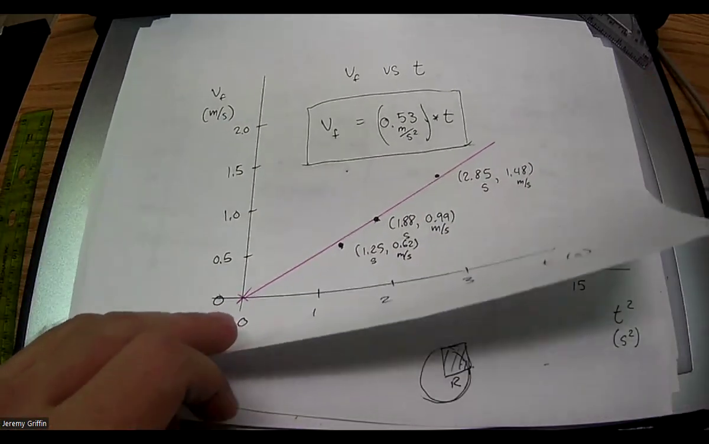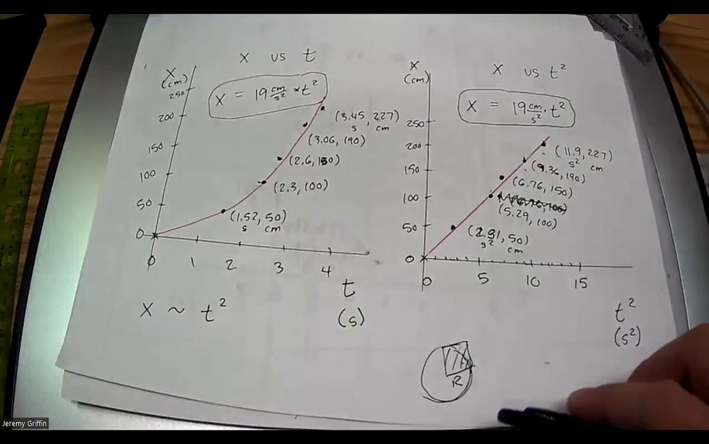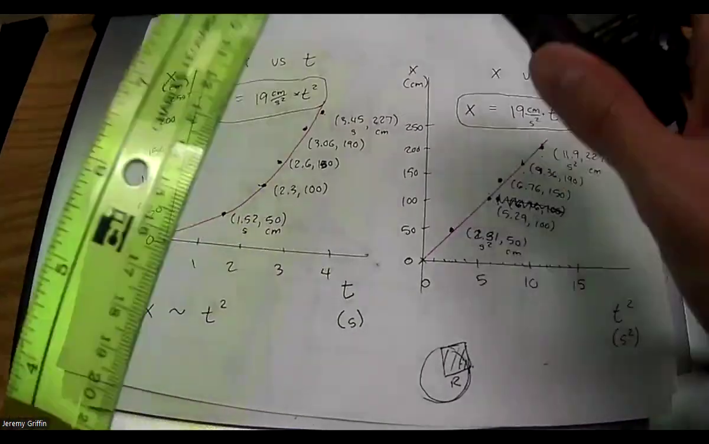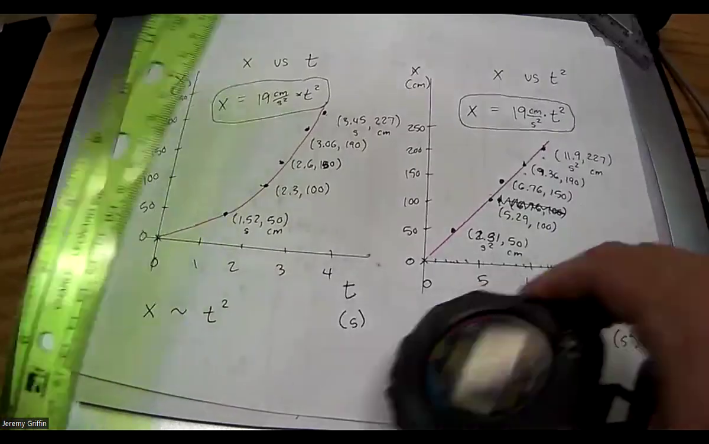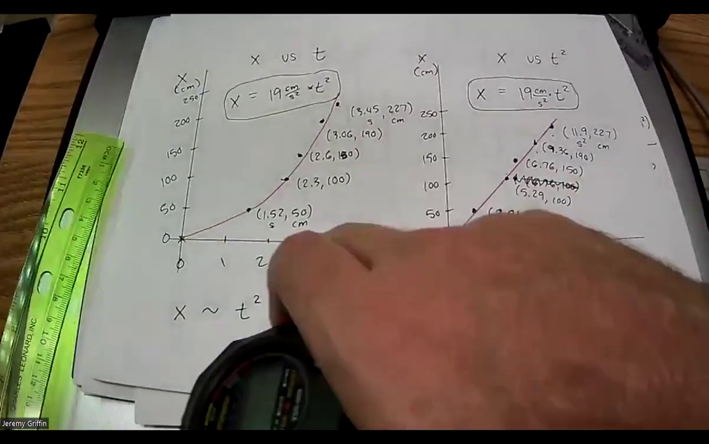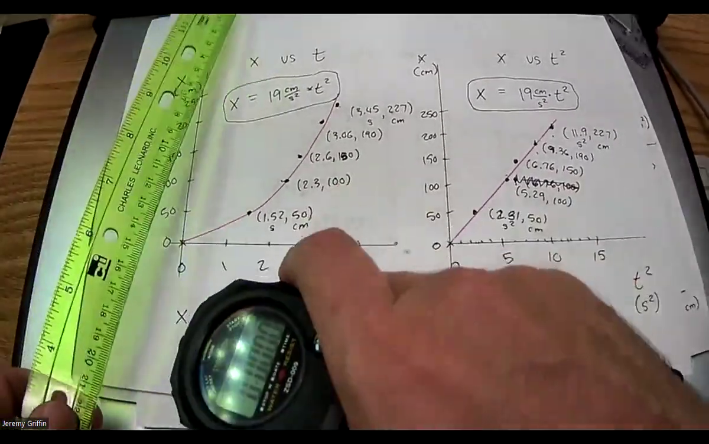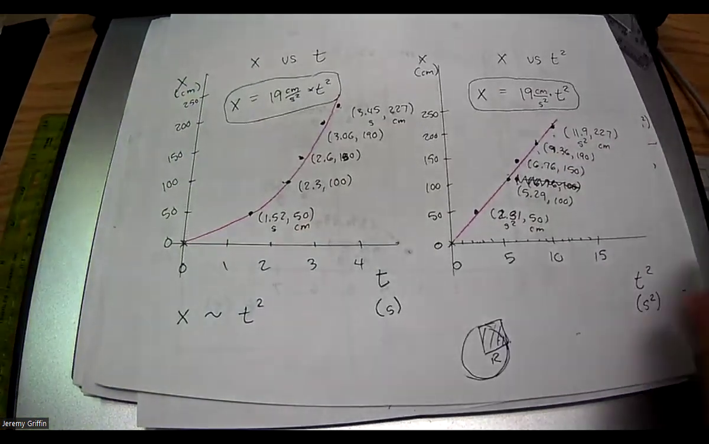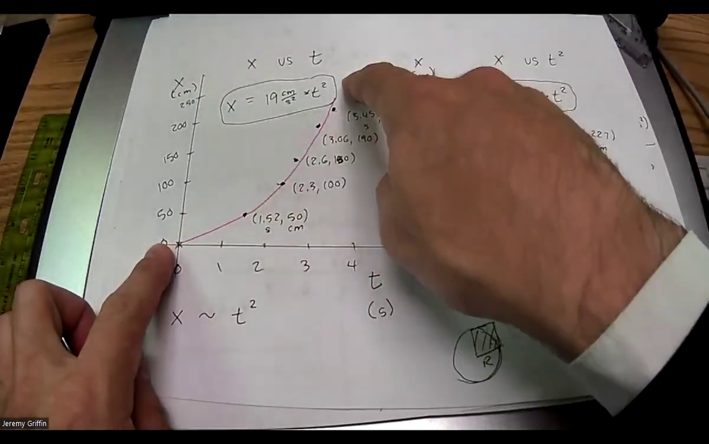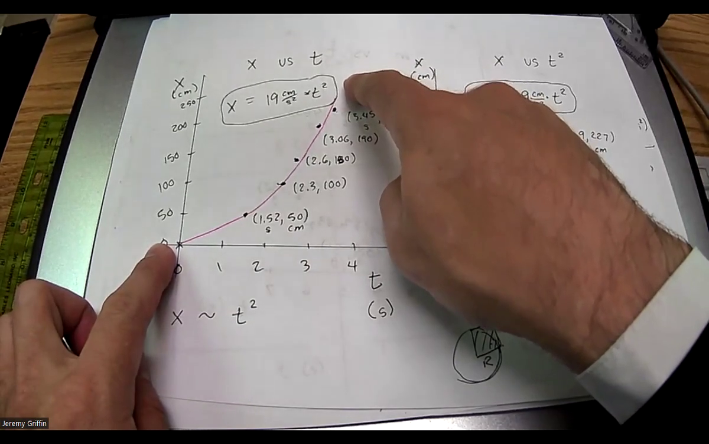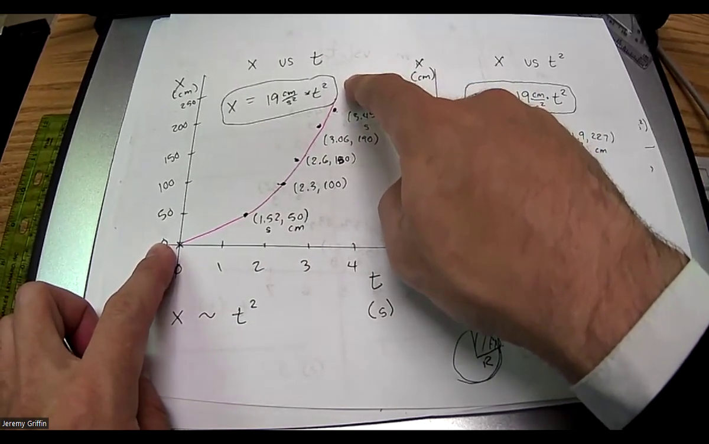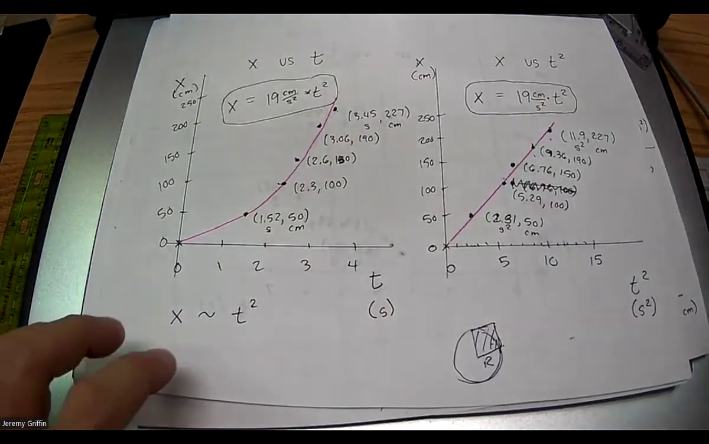Another relationship, this one a little trickier, is where you measured distance and time. So how much time had passed, and then how far did the car roll? Now what shape is that? Not a line, not a parabola. You guys remember that too, right?